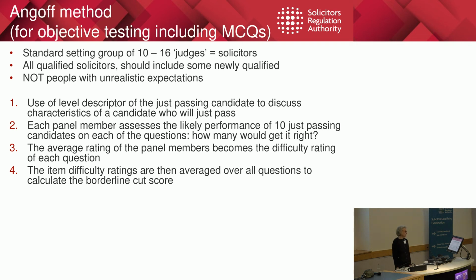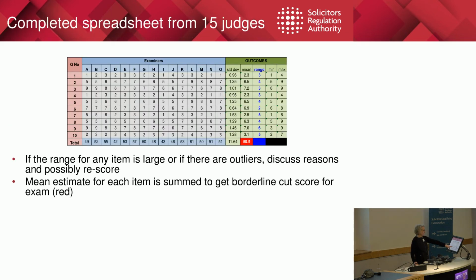So that is a completed spreadsheet for 10 questions with 15 judges. 10 questions down the left, the judges across the top. The mark in red is the average. So they've all given different numbers out of 10 that they think of just passing candidates would get that question right. That's been averaged and then added up. And so for these 10 questions, the first indication is that the pass mark is 50.9.